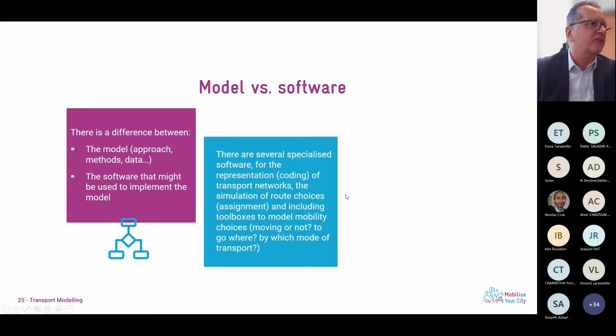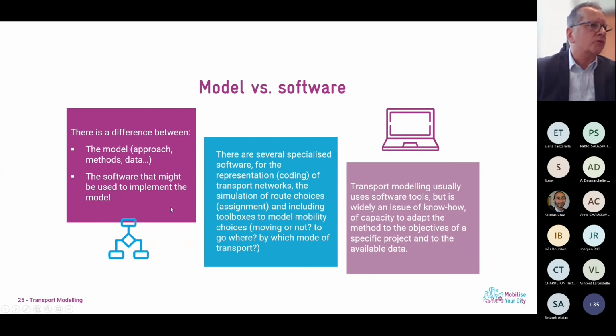And there are several specialized software for the representation, the coding of transport networks, and the simulation of route choices, called assignment. And these software include toolboxes to model mobility choices, moving or not, to go where, by which mode of transport. Transport modeling usually uses software tools, but it's not because I have a good software that I can make a good model. Transport modeling is widely an issue of know-how, experience, capacity to adapt the method to the objectives of a specific project and to the available data.